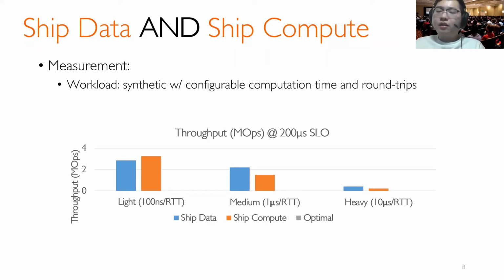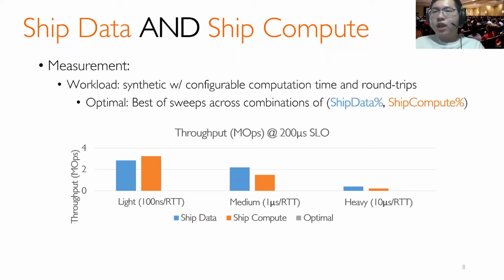And next, we combine these two approaches together by executing a fraction of the requests using the ship data approach and the remaining fraction using the ship compute approach. And we perform an extensive parameter sweep across different configurations of this fraction. And we find the highest achievable throughput for each individual workload, and we plot them as this. So as we can see, if we combine these two approaches together, we indeed can achieve a higher performance.